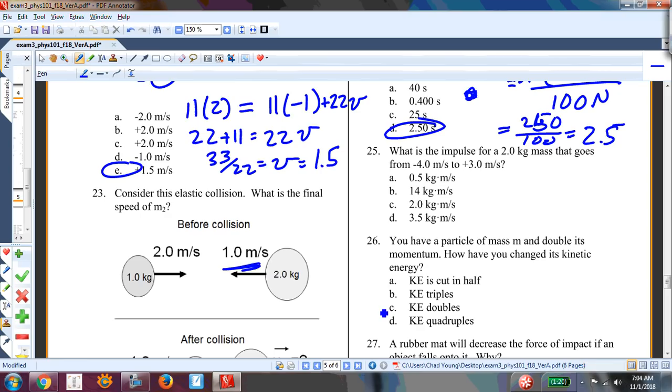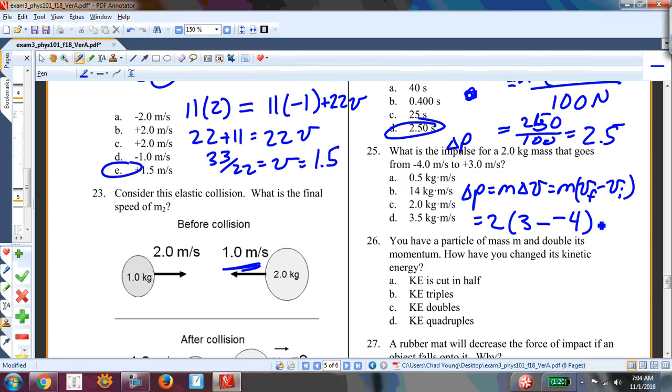What is the impulse? Impulse is a change in momentum for a 2 kilogram mass that goes from -4 to 3 meters per second. So delta P is equal to m delta V, which is m times vf minus vi. So it's going to be 2 times 3 minus -4. 2 times 7 is 14.